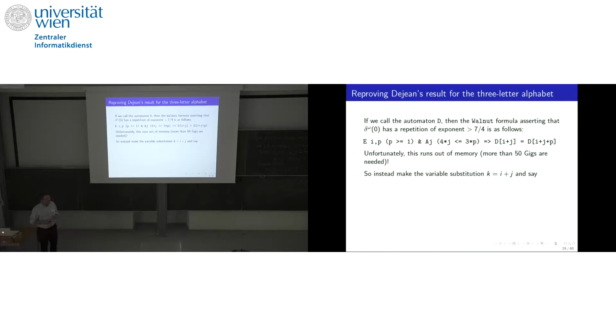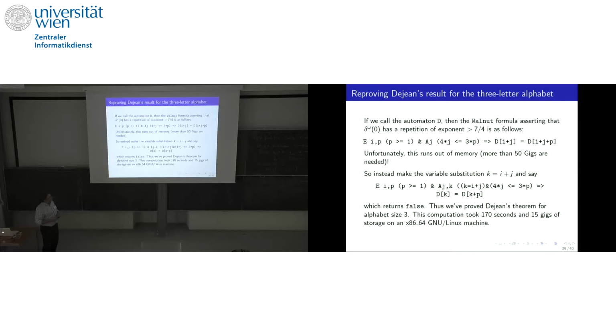So what we'll do is we'll substitute k as i plus j, and then we'll say an equivalent logical statement here. D of k is D of k plus p. See, I've replaced i plus j by k, and then I just say for all k, such that k is i plus j. And now we've moved this to before the implication, and the big automaton is gone, and now it only took 170 seconds, and it only took 15 gigs on a Linux machine. So we proved Dejean's theorem for alphabet size 3.